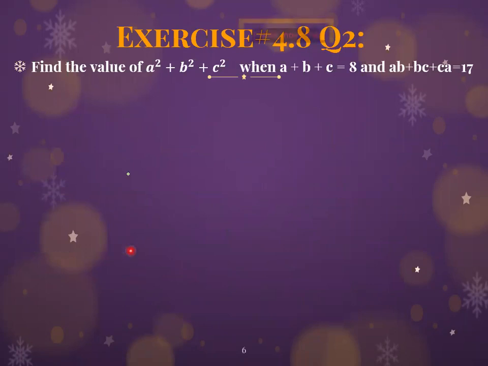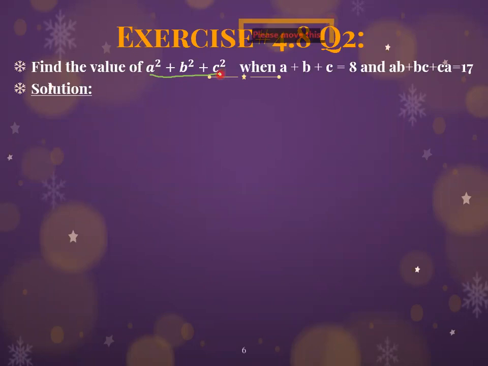In question number 2, what you have to do, find the value of a square plus b square plus c square when a plus b plus c is equal to 8 and ab plus bc plus ca is equal to 17. Now what you have to do, you have to find out the value of a square plus b square plus c square. Not a plus b plus c whole square, you have to find out the value of a square plus b square plus c square.